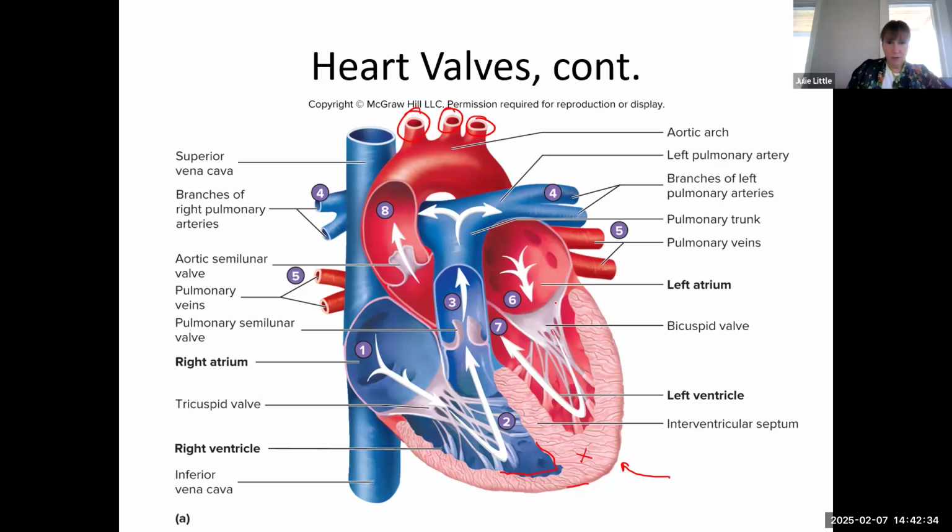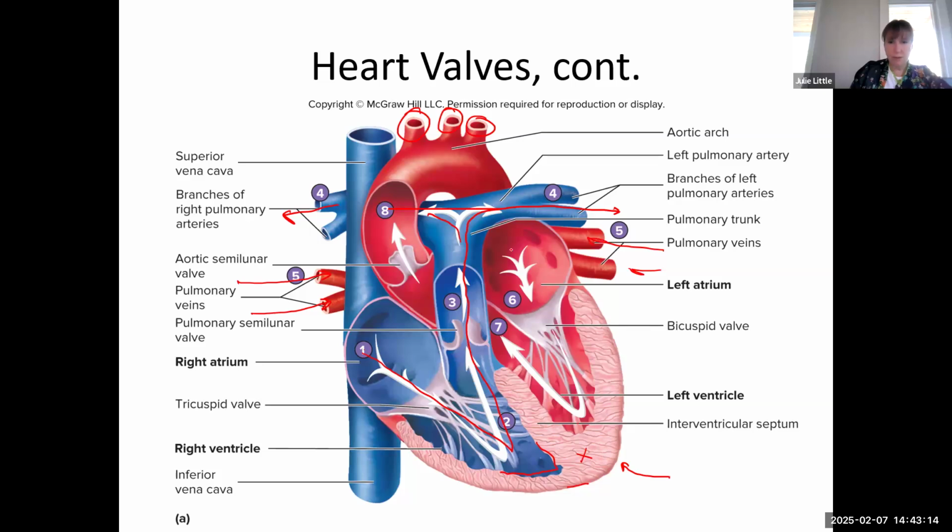If you follow this picture, let's find number one. Here's number one. We start in the right atrium. Blood goes through the tricuspid valve into the right ventricle, out to the pulmonary valve, to the pulmonary trunk, and it either goes to the left branches of the pulmonary artery to go to the left lung, or the blood will go to the right pulmonary arteries to go to the right lung. Drop off carbon dioxide, pick up oxygen, and that oxygenated blood will go back to the left atrium through these right pulmonary veins, left pulmonary veins.